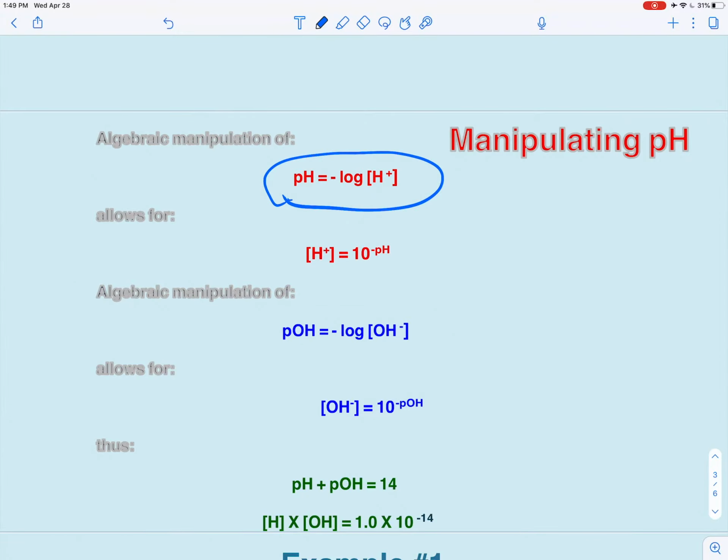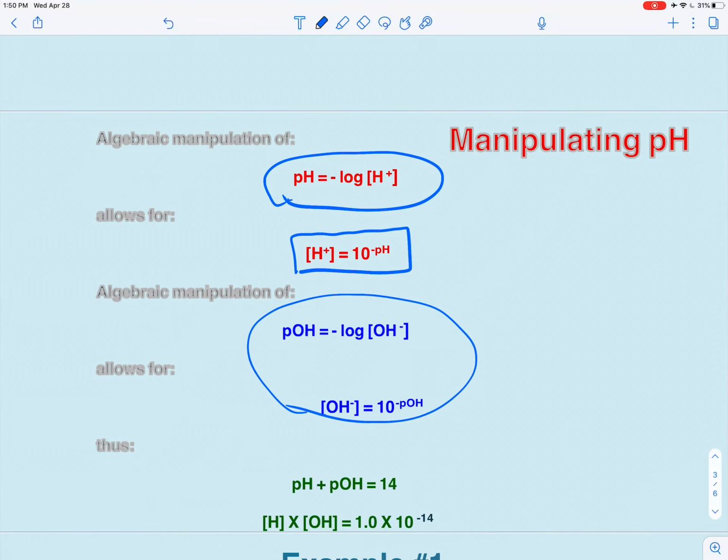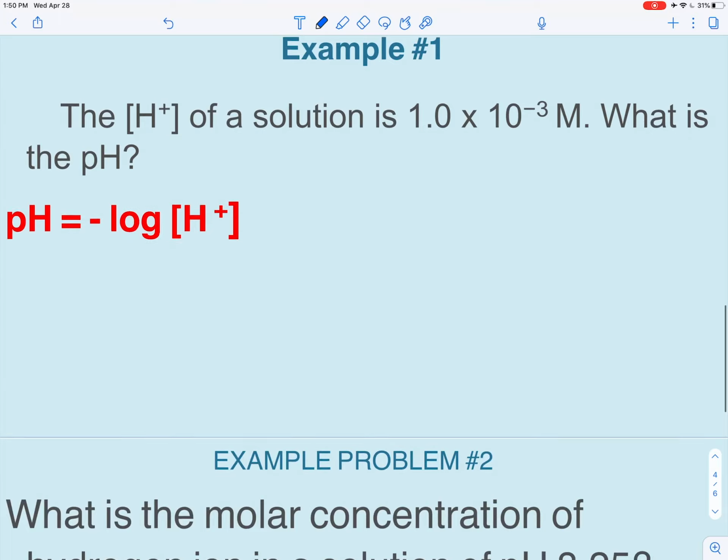So we're mostly going to use this equation, but we could also do the opposite. So if we want to find the concentration of hydrogen, we could also use this equation, and we can actually do the same thing for hydroxide using these two equations. Okay, we're going to walk through 3 example problems together. That'll take us through everything you need to know, but also know that pH plus pOH is going to be equal to 14.